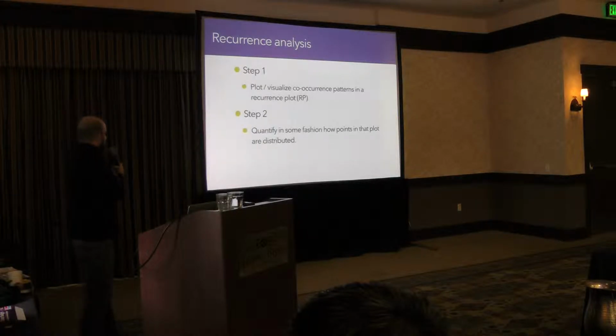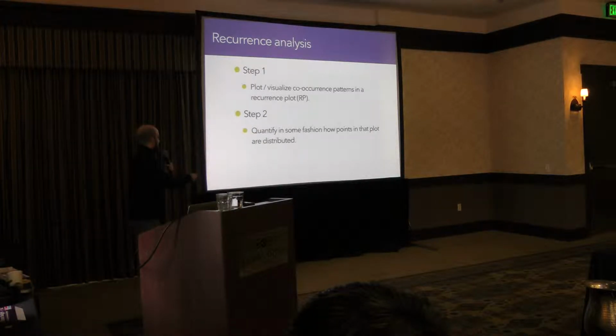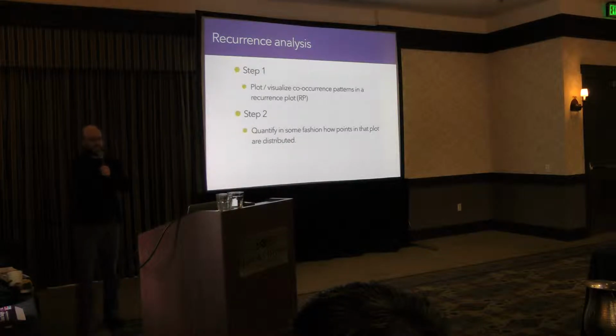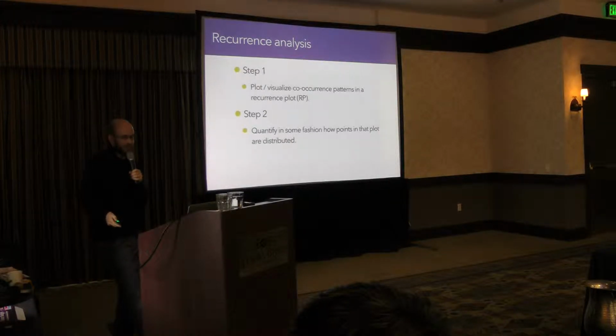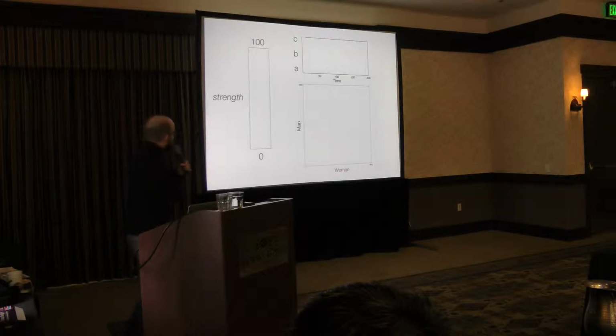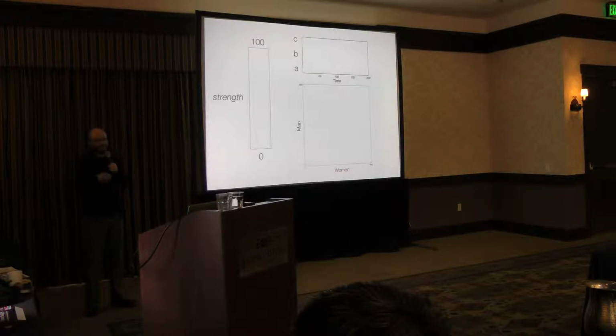Step one is to plot and visualize the co-occurrence of patterns in a recurrence plot, and the second is to quantify the way those points on the plot are occurring. So let's just demonstrate this in straightforward ways. I'm going to simulate that little artificial system.